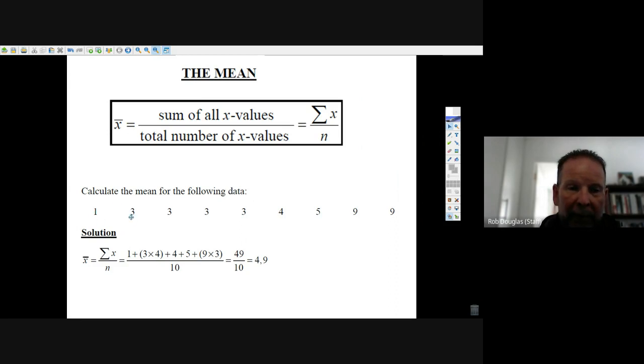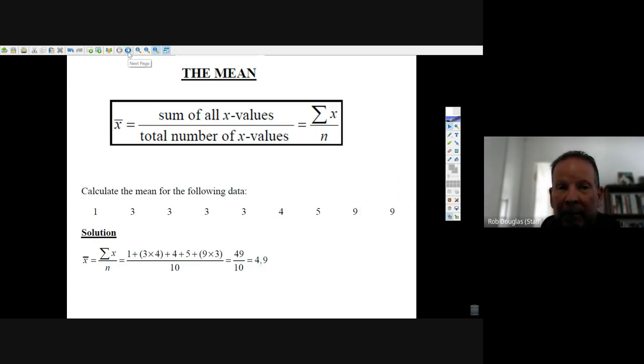You'd go 1 plus 3 plus 3. Well, there's 4 3s, so it's 3 times 4, plus 4 plus 5, and you'd get a number. It's 49. And there are 10 numbers altogether, so you divide by 10. 49 divided by 10 means the mean of this data would be 4.9.